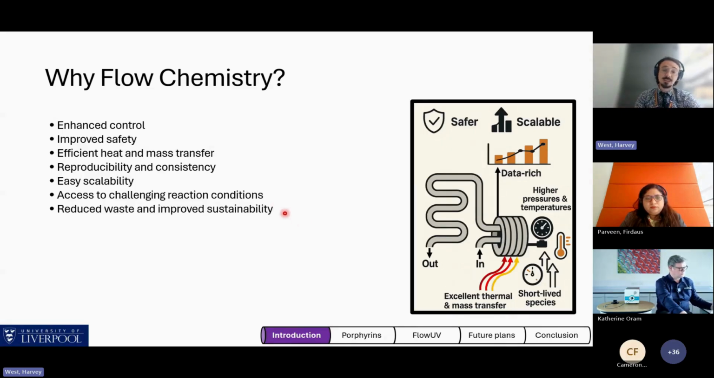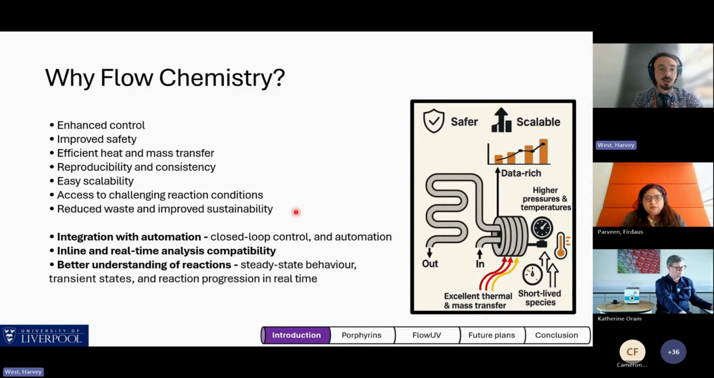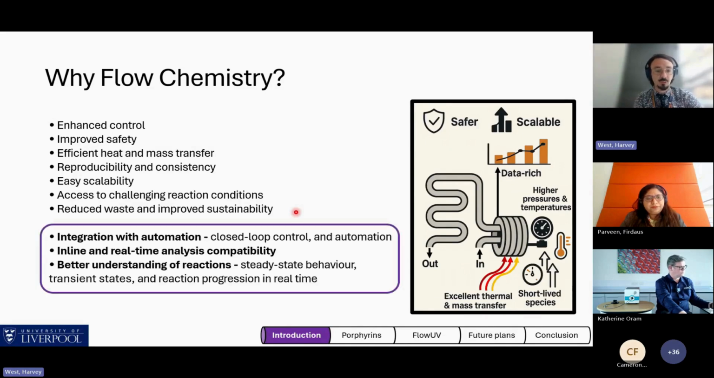And we're able to reduce our waste and improve our sustainability, which is ever such an important aspect of modern chemical and green research. Down here in my favorite purple box at the bottom are my three key aspects of flow chemistry that really resonate with my own personal research.